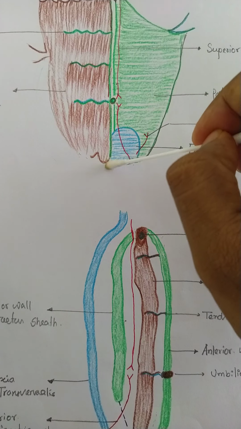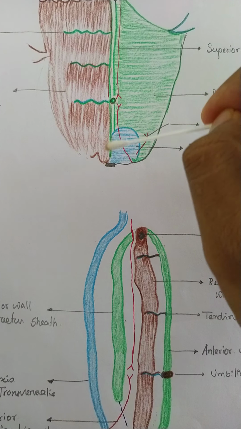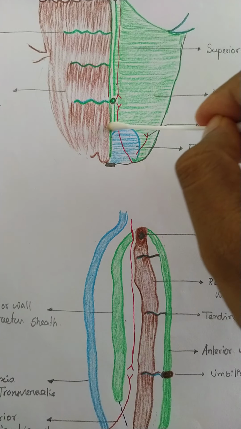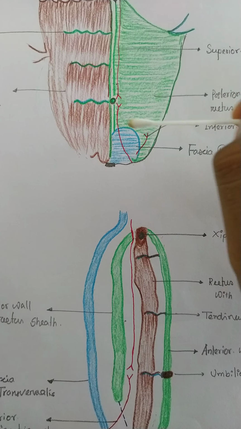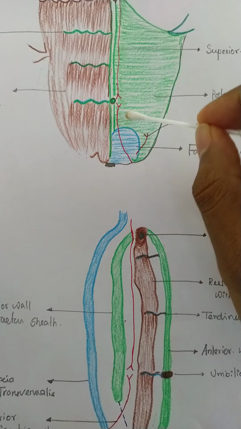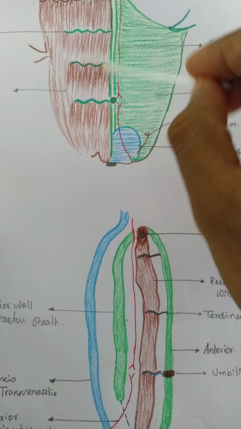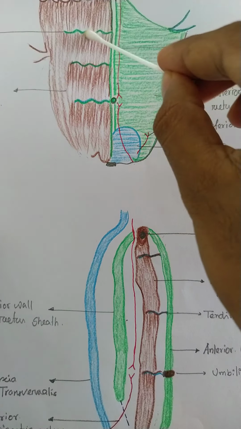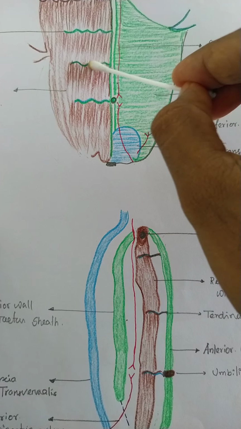Okay, umbilicus and symphysis pubis. In between the umbilicus and symphysis pubis there is an imaginary line. It is called the arcuate line. Okay, so this is the rectus abdominis muscle. So this is the tendinous intersection.